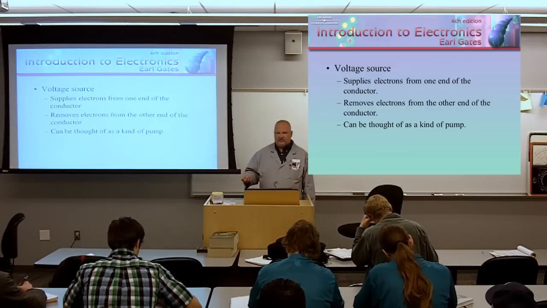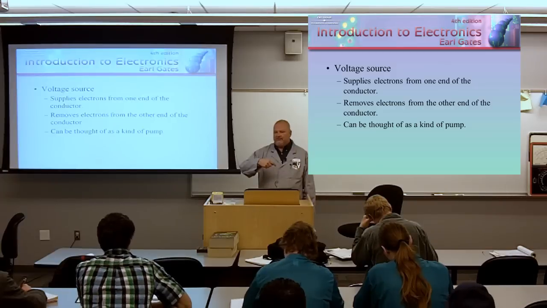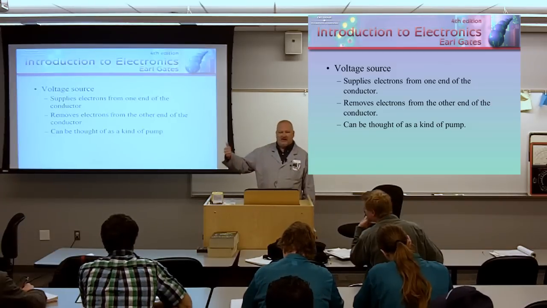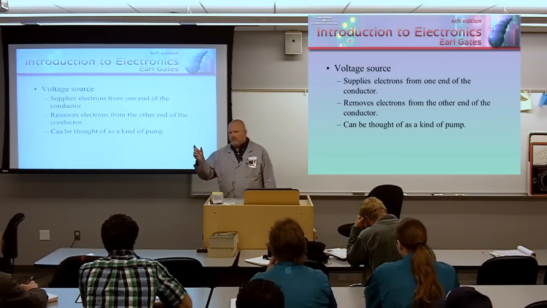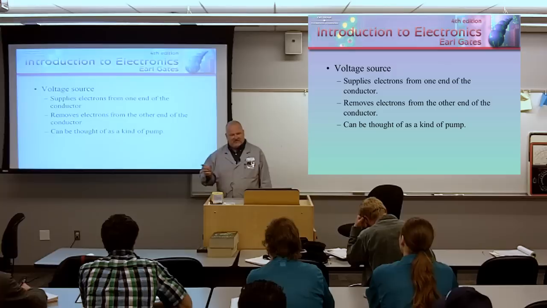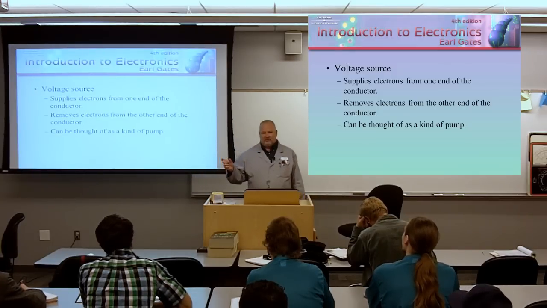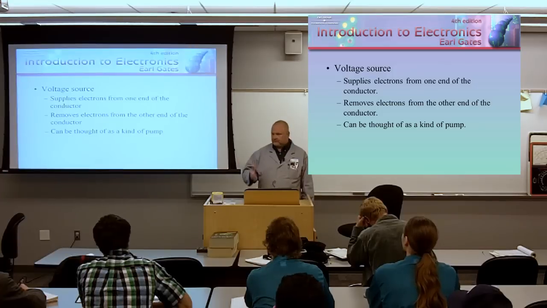So a battery is a voltage source. We're going to talk more about batteries in future chapters, right? It provides electrons on the negative end of the battery, and it collects those electrons on the positive end of the battery. That's what makes it a battery. That's what makes it a voltage source. And we need a viable voltage source in order for us to have a viable circuit.